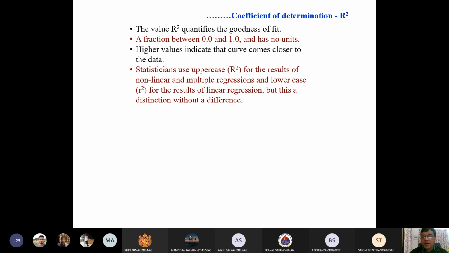Sometimes you will get correlation coefficient value as 1. So R square will be 1. That means the line is passing through all the data points.